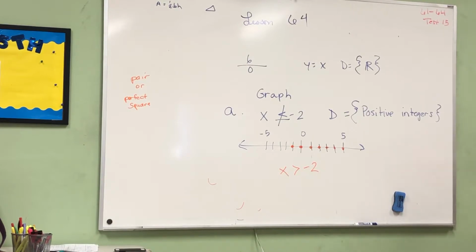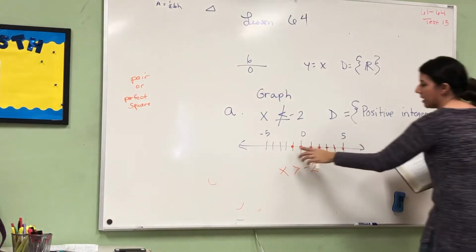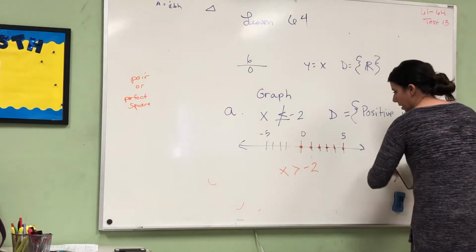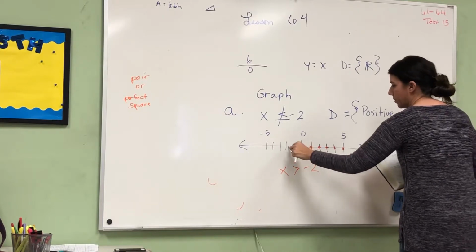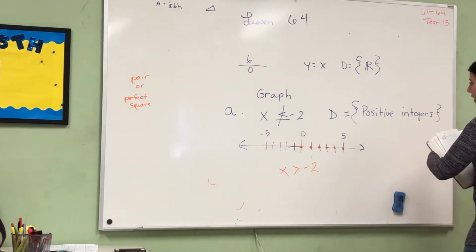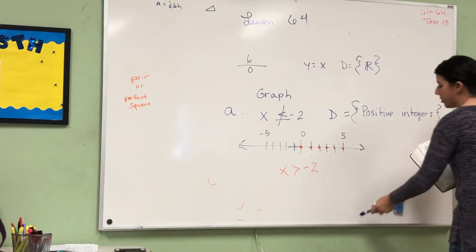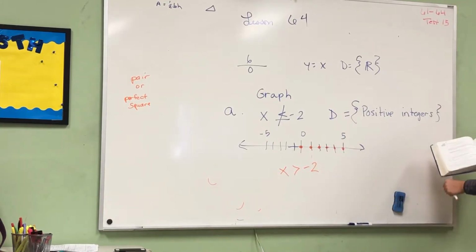But it's only positive numbers. Oh, it's only positive numbers. You guys see what I did wrong? I graphed the negative. So it's got to be only positive integers. Is 0 an integer? Yes, it is.